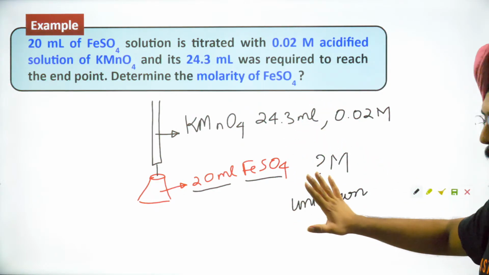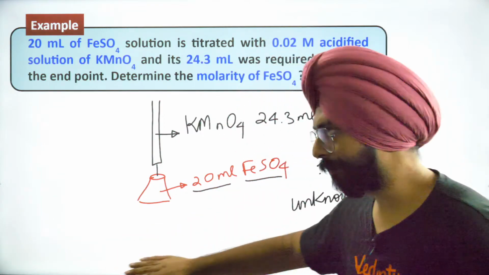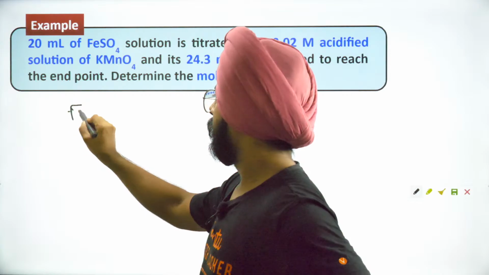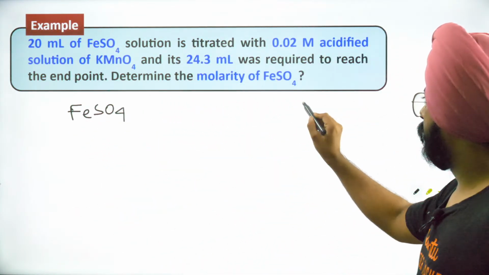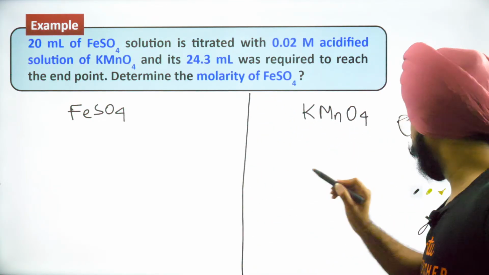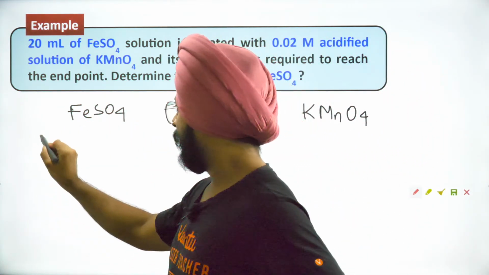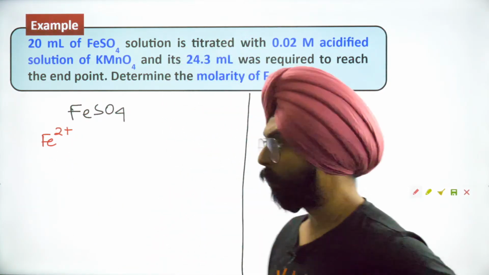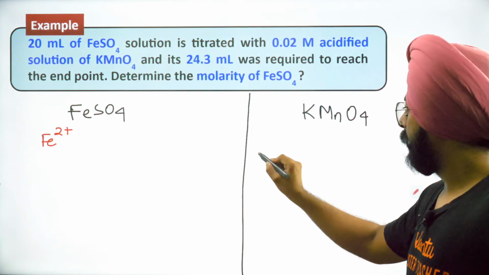So this is the picture that needs to come in your mind. Once you've drawn this picture, let me write it in a much more calculative form. On the left hand side, we'll talk about FeSO4. On the right hand side, I will talk about KMnO4. Chalo ji, likhte hain. What is the species that is reacting over here? FeSO4 is basically containing Fe2+, है ना जी? What is the main species that is reacting over here? Permanganate, MnO4 negative.